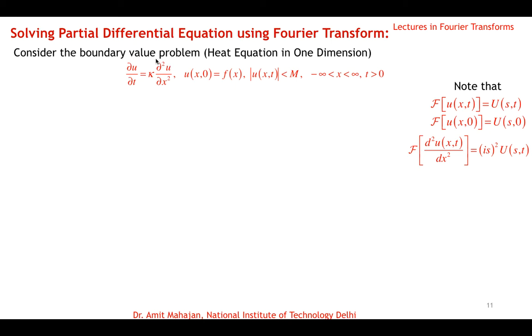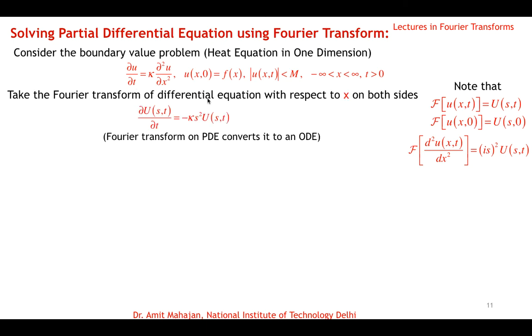Because we are going to take the Fourier transform with respect to x, there is a second derivative term with respect to x. The Fourier transform of this second derivative will be, by the derivative property, minus s squared U(s,t), so x is transformed to the s variable. So take the Fourier transform on both sides of the differential equation with respect to x, not with respect to t, so t remains as it is. The Fourier transform of the derivative of u with respect to t is the derivative of the Fourier transform of u, and the Fourier transform of u is U(s,t).